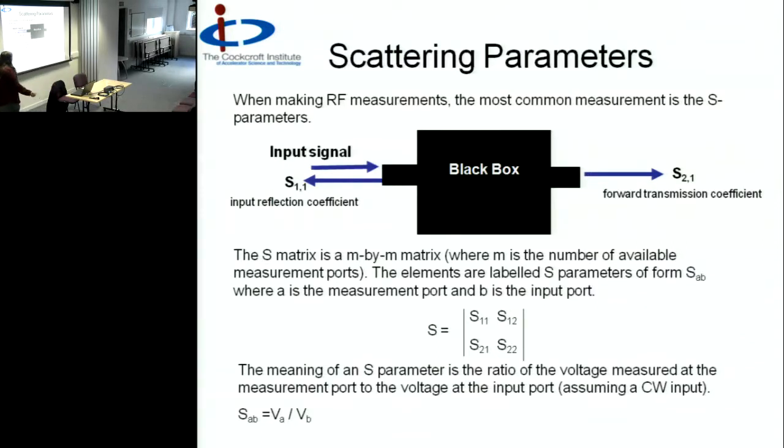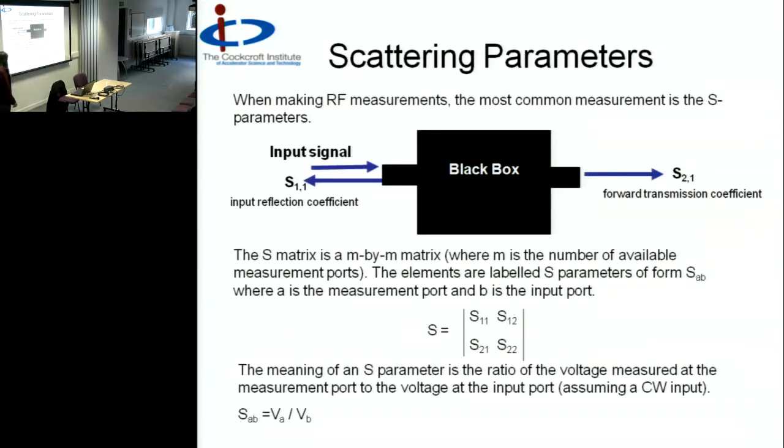We could do the same thing in reverse. We could put a signal into port 2, and we would get reflected from port 2 and a transmitted from port 1. So we end up with a matrix of four components. Each component is a matrix, which is M by N, where M is the number of available ports, and so you have an M by N matrix. So each element of the matrix has a position, S11, S12, S21, S22.